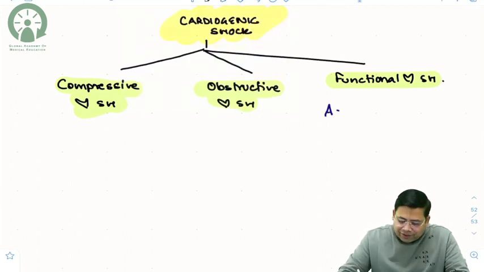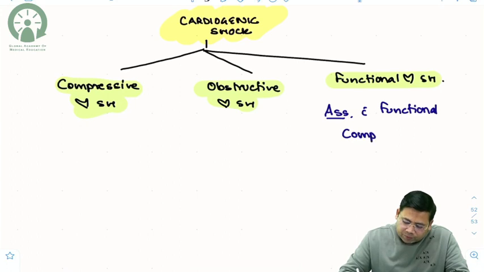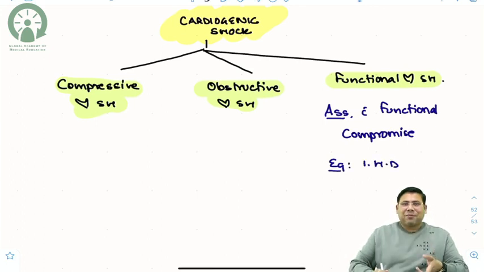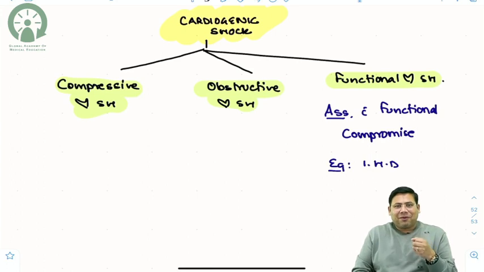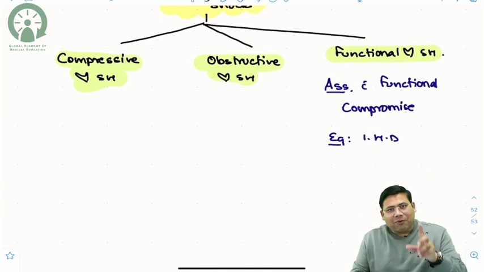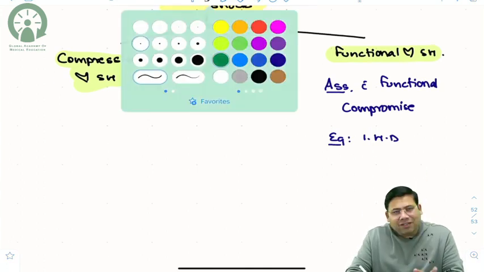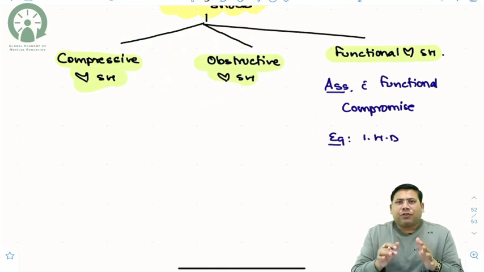So the functional variety is associated with functional compromise of the heart. An example for this is ischemic heart disease. So if a patient is having ischemic heart disease, the heart is not pumping the blood properly. So that's the same thing. When you talk about obstructive cardiogenic shock, what is that? There is obstruction to the flow.